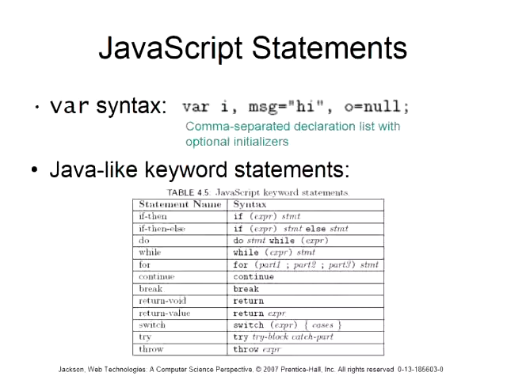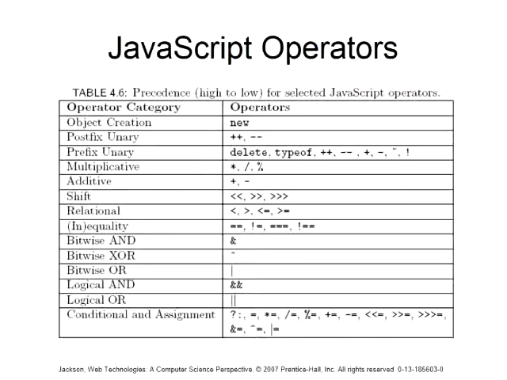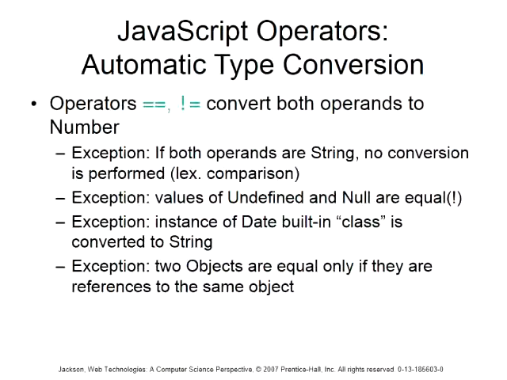So in JavaScript, there are many Java-like keyword statements, like if then else, do, while, for, continue, break, etc. Also, we can use operators like equal, or different.